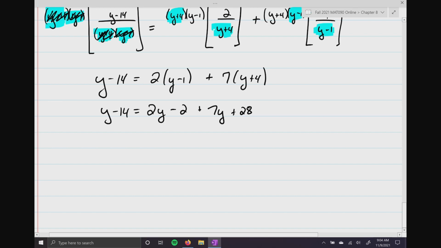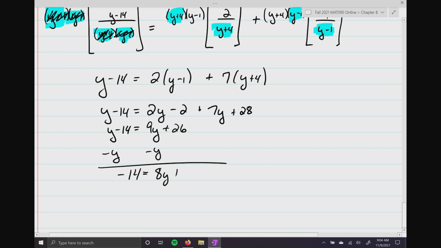Group all your like terms first. So y minus 14 equals 2y plus 7y. That's going to be 9y. And negative 2 plus 28, that's going to be plus 26. Now let's get our y's together. So I'll subtract y from both sides. That gives me negative 14 equals 9 minus 1 is 8y plus 26.